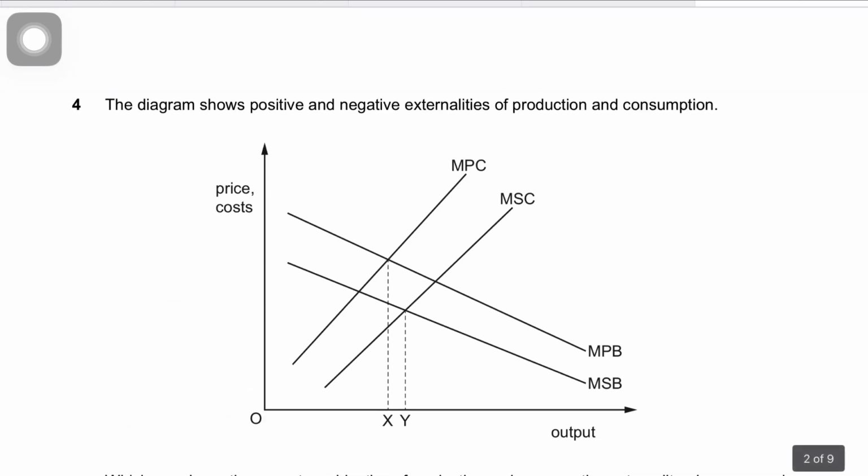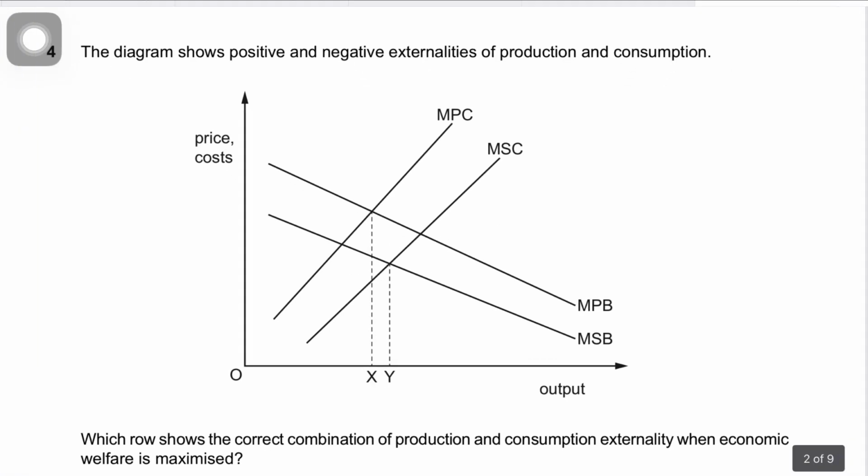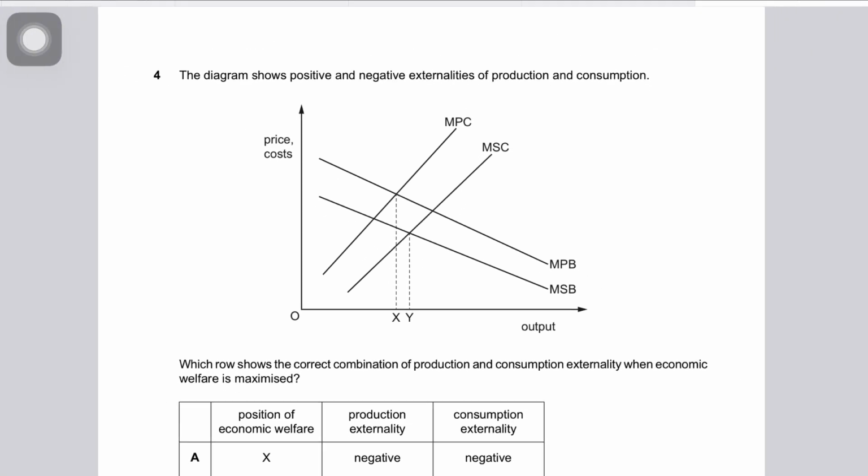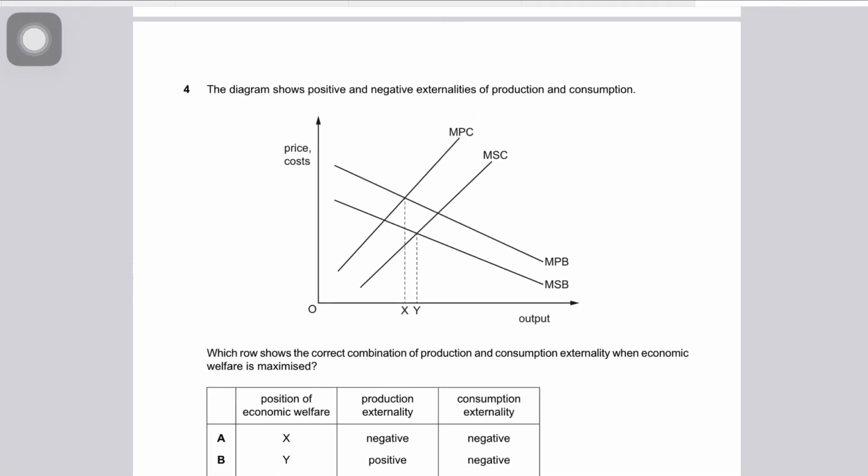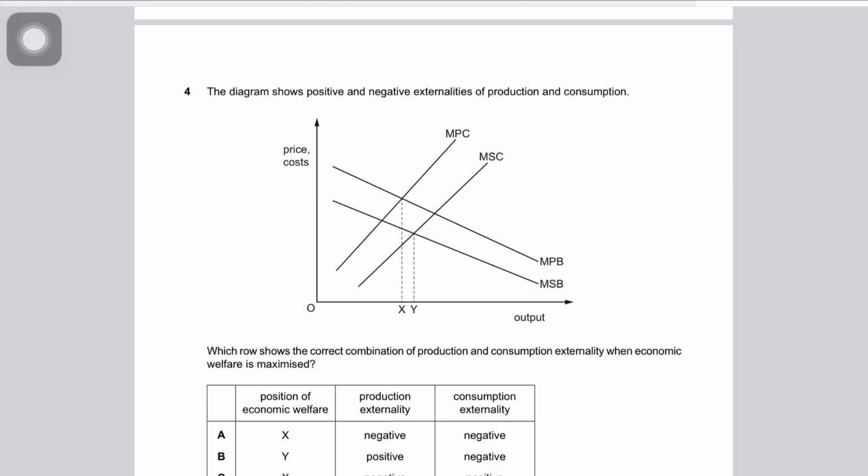Question number 4 says the diagram shows positive and negative externalities of production and consumption. Which row shows the correct combination of production and consumption externality when economic welfare is maximized? So let's read the question again. The question is saying you have these MPC, MSC curves given.